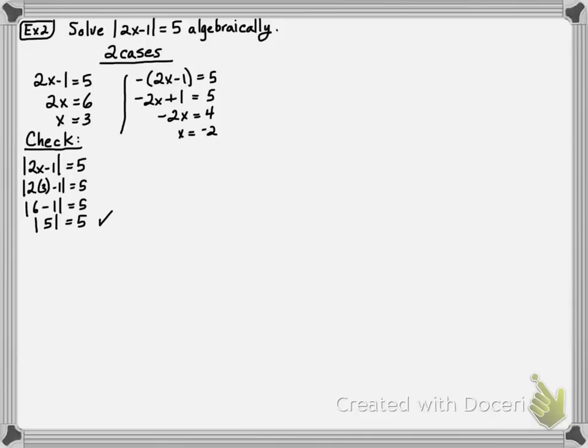Now I have to substitute it to check as well. And I'm going to get the absolute value of 2x minus 1 is equal to 5. We always have to substitute back into our original equation. So 2 times negative 2 is negative 4, minus 1 will be negative 5. And the absolute value of negative 5 is 5. So both of those work. So the two solutions to this are x is negative 2 and x is 3. So we can circle them both.